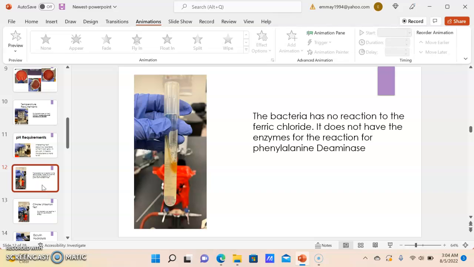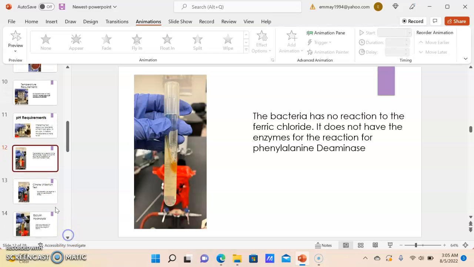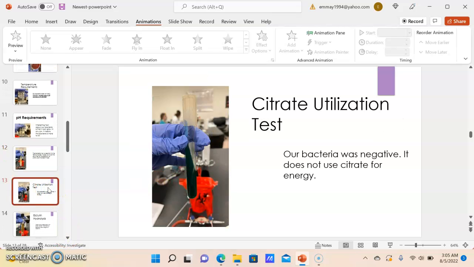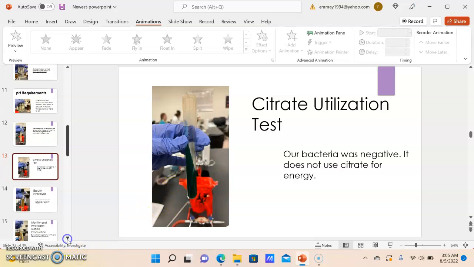The bacteria had no reaction to the ferric chloride. It does not have the enzymes for the reaction for phenylalanine deaminase. Probably did not pronounce that right. But if it would have reacted, it would have had a different color other than that kind of goldish color. The citrate test, our bacteria was negative. It does not use citrate for energy. So it kind of stayed the same. If it would have been positive, it would have been a very bright blue.